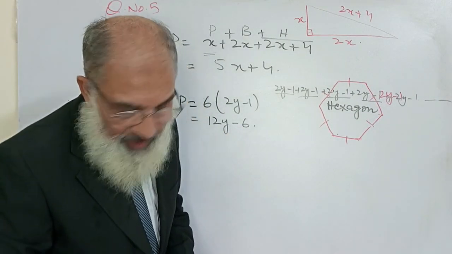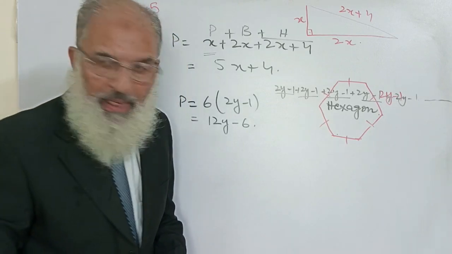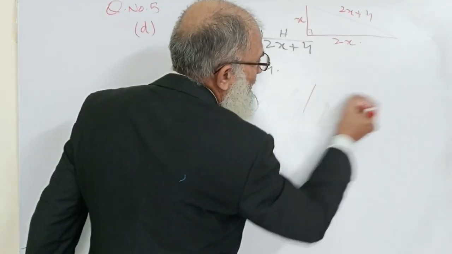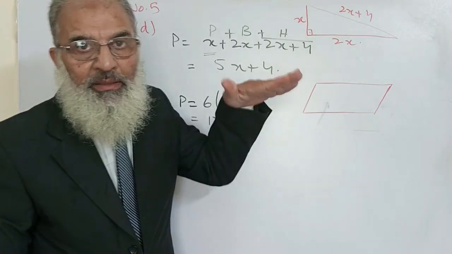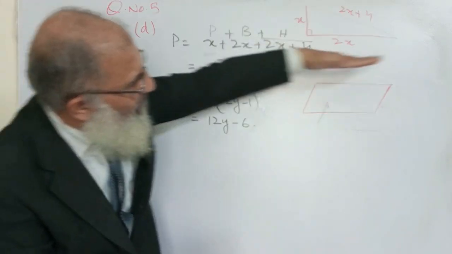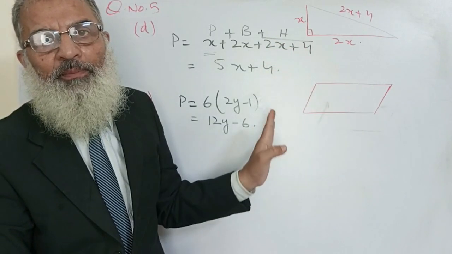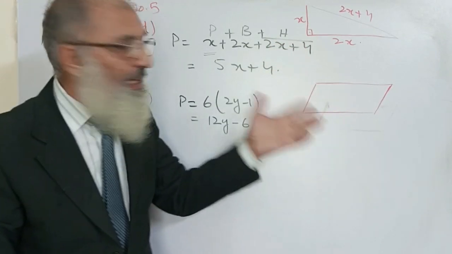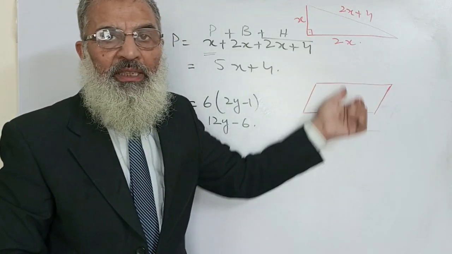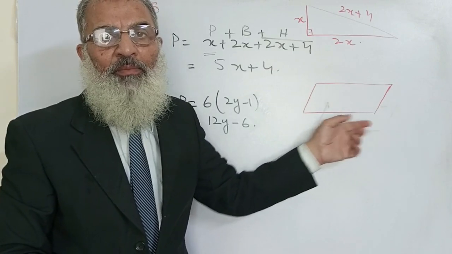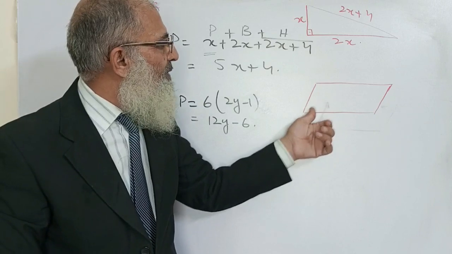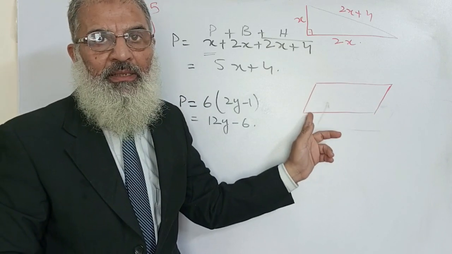Now we have come up with a parallelogram, and a parallelogram is a figure made by pressing a rectangle to one side. You just press a rectangle to one side, and it will become a parallelogram. Like a rectangle, it has opposite sides equal, but it is not necessary that a parallelogram must have 90 degree angles.